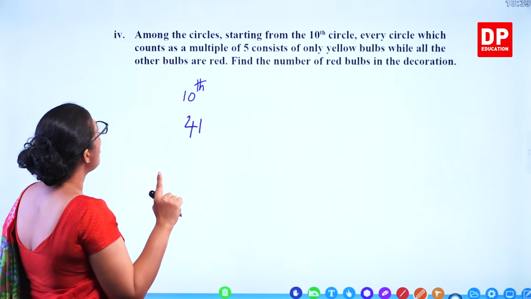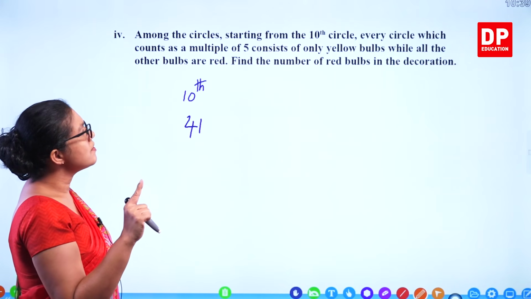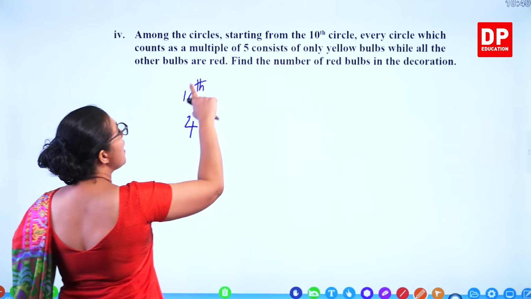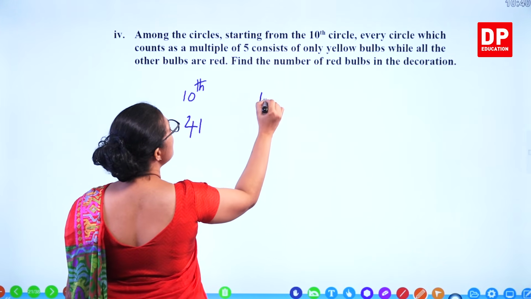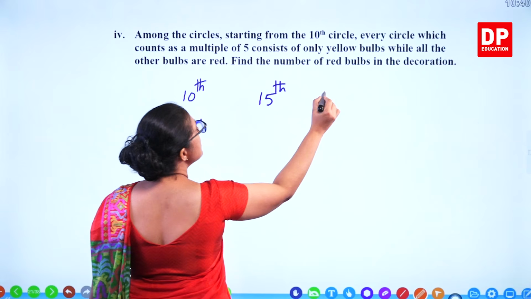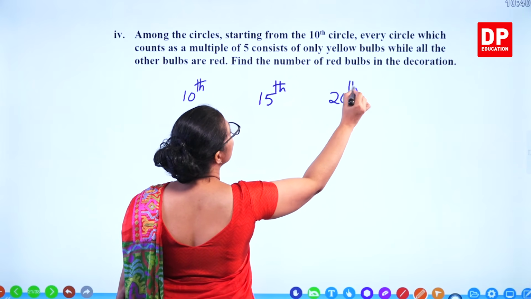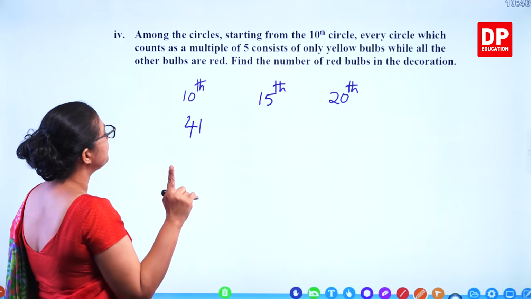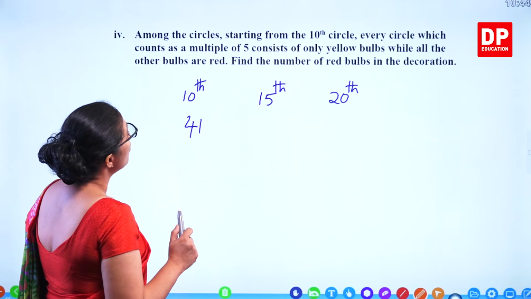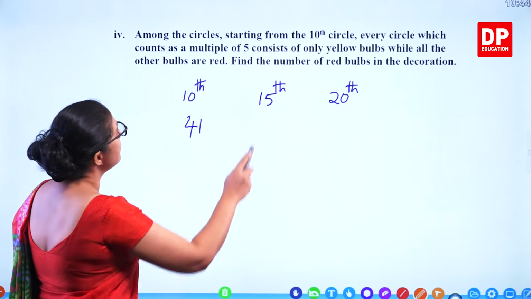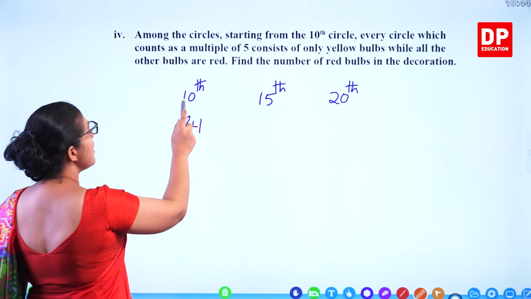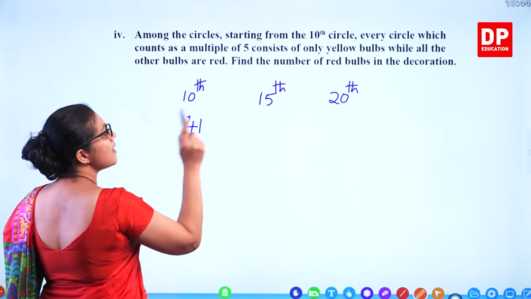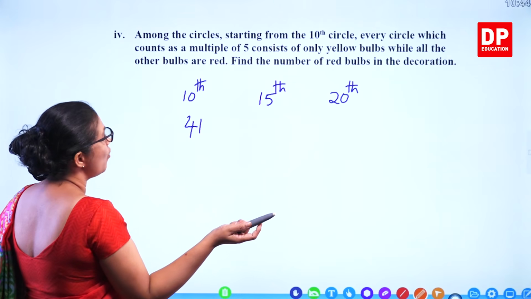Every circle which counts as a multiple of 5 consists of only yellow bulbs. So multiples of 5, so again the 15th one, 20th one, likewise you get yellow bulbs. Now we need to find out how many yellow bulbs there are first. Here, multiples of 5 means the 10th, 15th, and so on, you get yellow bulbs.